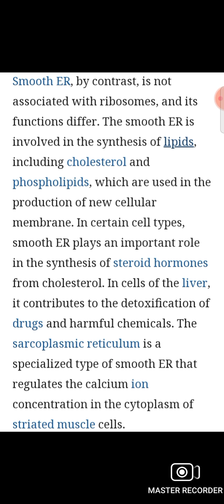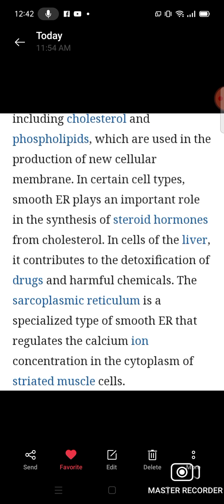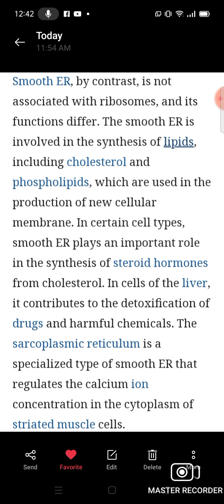So there is a special type of endoplasmic reticulum, the sarcoplasmic reticulum, and it is associated with the regulation of calcium ion concentration in striated muscle cells. What are striated muscle cells? Striated muscle cells are the cardiac cells and the skeletal cells. So that is all about the endoplasmic reticulum, which has two types, rough and smooth endoplasmic reticulum, and both have their own function.